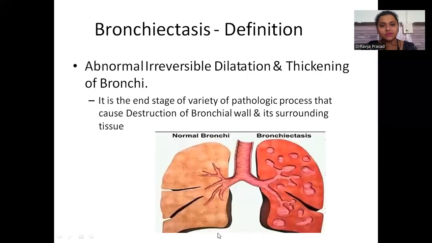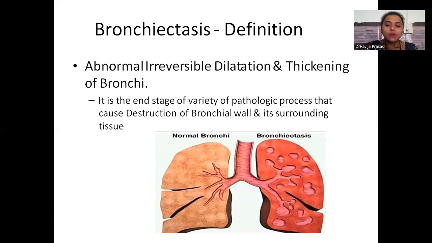The third topic we are going to study today is bronchiectasis. What exactly is meant by bronchiectasis? It is also a kind of respiratory illness. Bronchiectasis is defined as abnormal, irreversible dilatation of the bronchi. It is the end stage of a variety of pathologic processes that cause destruction of the bronchial wall and the surrounding tissue. So this is the normal bronchi and this is bronchiectasis.